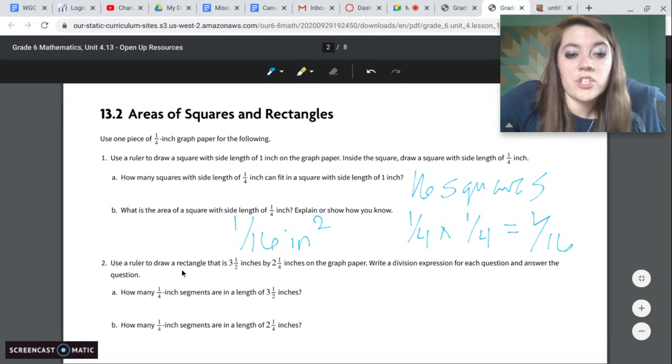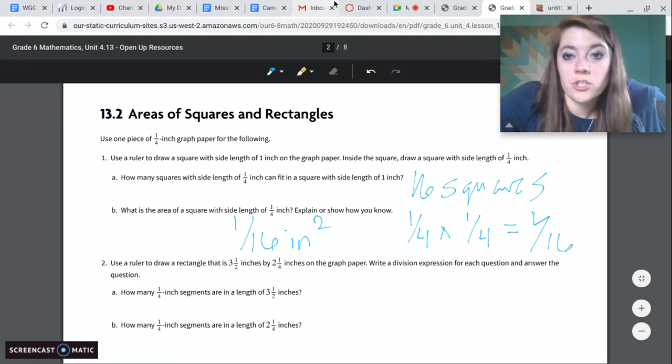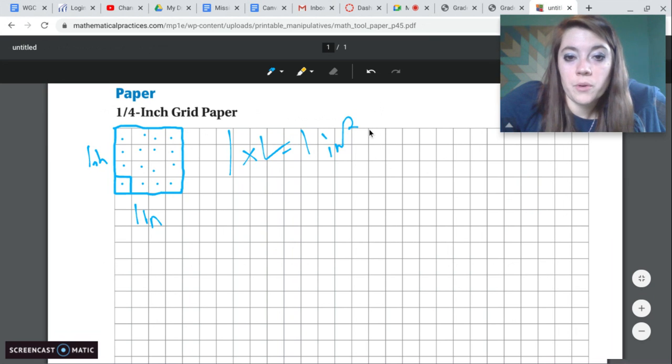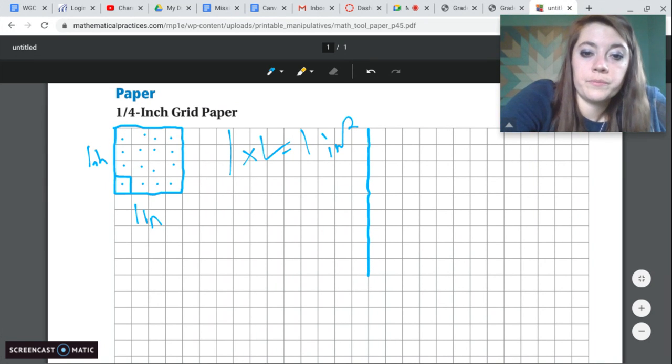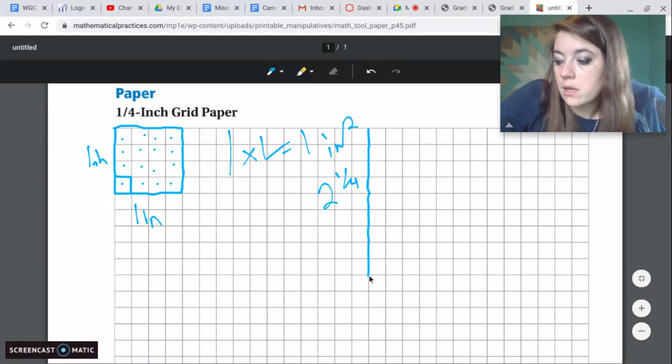The next one, use a ruler to draw a rectangle that is 3.5 inches by 2.25 inches on the graph paper. Write a division expression for each question and answer the question. So let's get this drawn out. So we're going to have, see, it says 3.5 by 2.25. So 1, 4. Okay, so there is our 2.25. Now we'll do the 3.5.